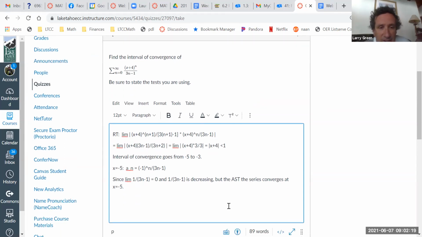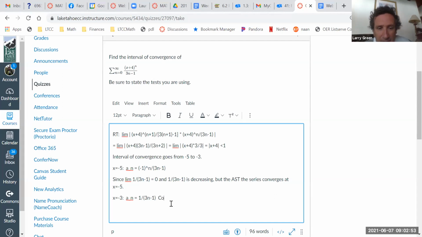Okay, now let's go to x equals -3. Well, if x equals -3, -3 plus 4 is 1. 1 to the n is 1. So that means a_n is equal to 1 over 3n - 1. What test should I use to decide if the series 1 over 3n - 1 converges or diverges? Okay, yeah, limit comparison test.